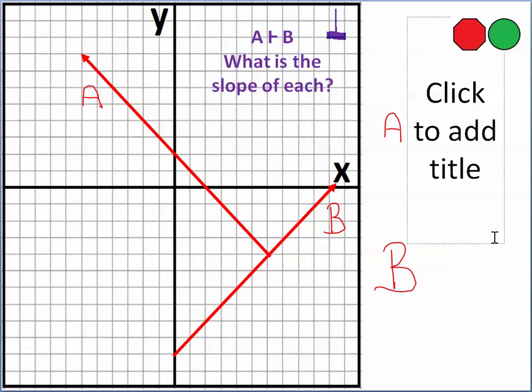Click on the stop sign. Okay, we'll see how this works out. Well, let's see. If I start right here on A and I go this direction, that's a -2 and then a positive 2. So I have a rise of positive 2 over a run of -2. That simplifies to -1.